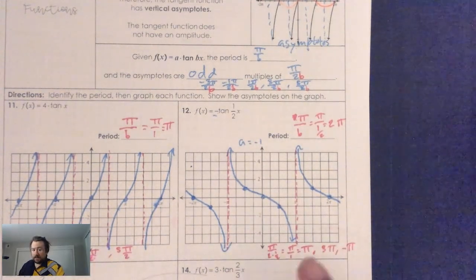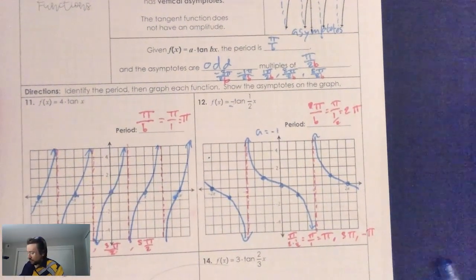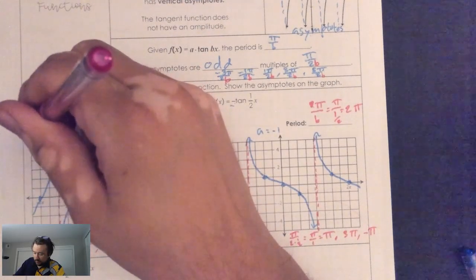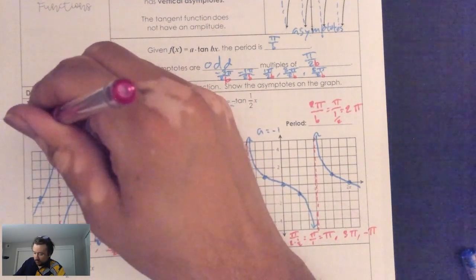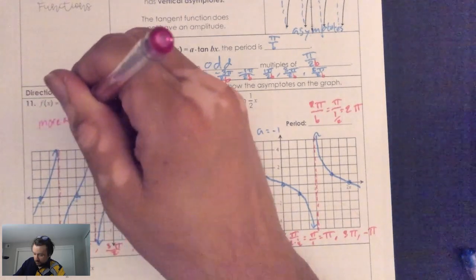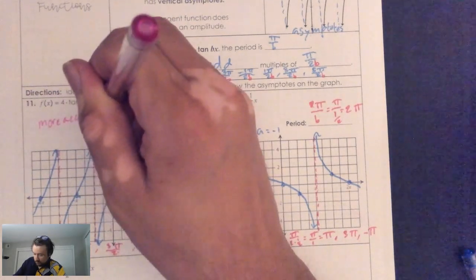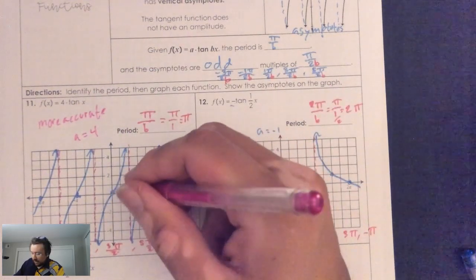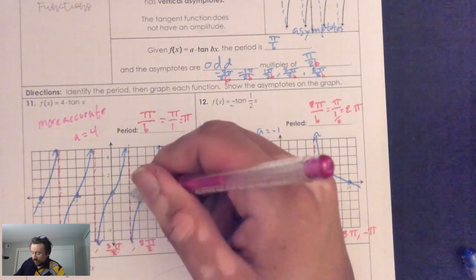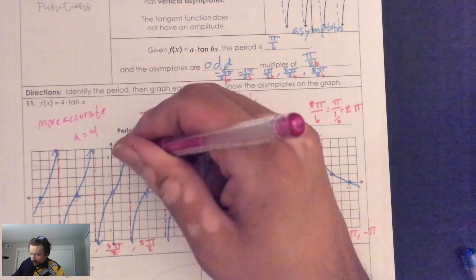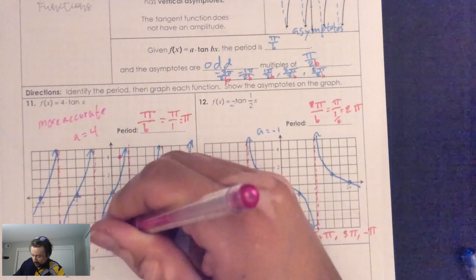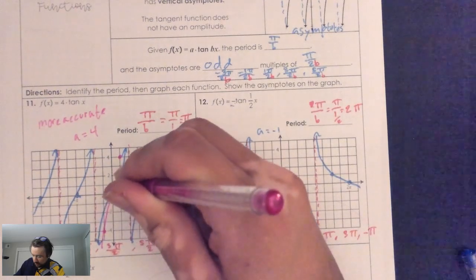Now, if I were to have made this first one more accurate, let's say that we're trying to be more accurate now. We would pay attention to the fact that a equals 4. And so halfway between our point and our asymptote, I would have been at 4 instead, and -4. So it would have been even skinnier.